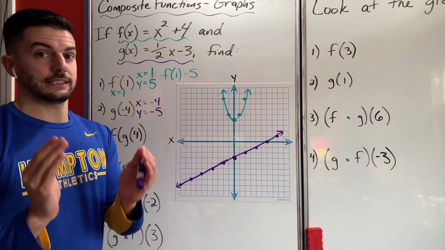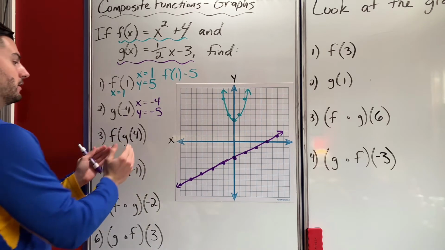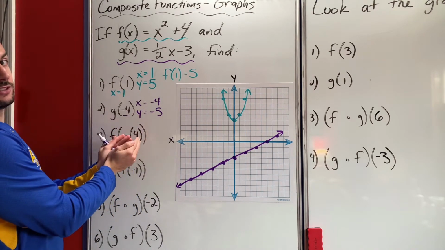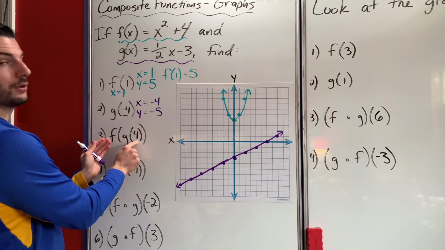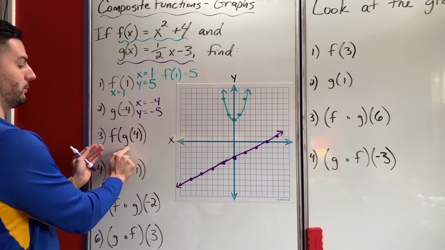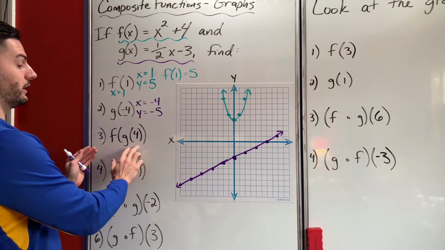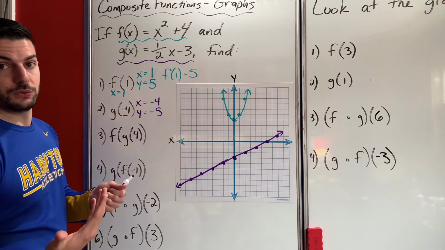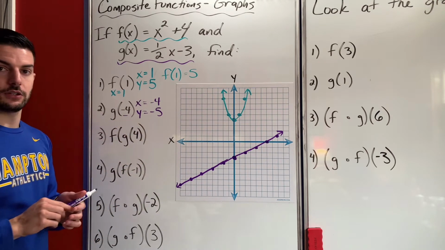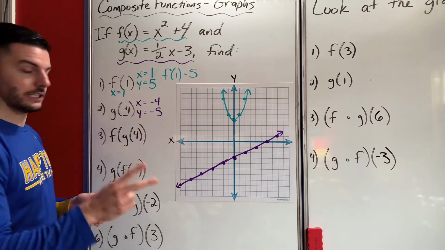Again, we work inside out. We focus on the number kind of deepest in the parentheses here. And then we say, okay, where are we looking first? We'd be looking at the g function first, and then we're going to take that answer and substitute it into f. Or that's what we would do mathematically. It's going to be a little bit different for the graph, but either way you think of it, there's kind of two steps to this.